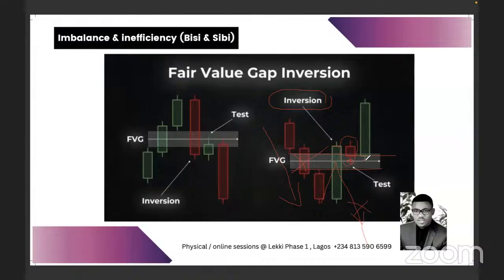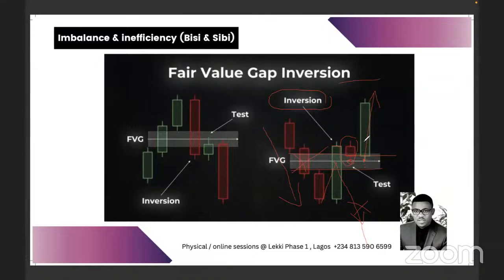The next candle is your entry. Anywhere the candle starts from, whether here, whether here, whether here, anywhere the candle starts from, you enter that candle and you drive it all the way to the top, to the next swing point area. This is how to trade a fair value gap inversion.